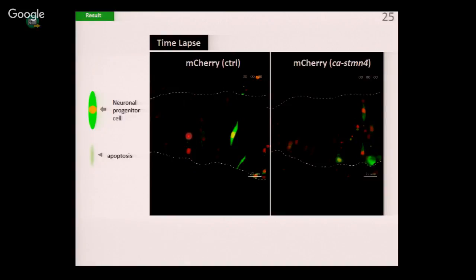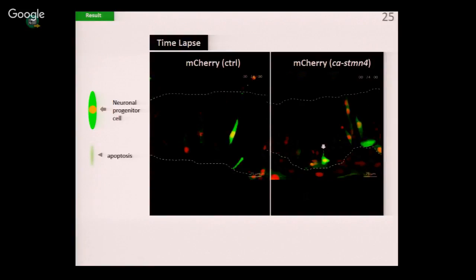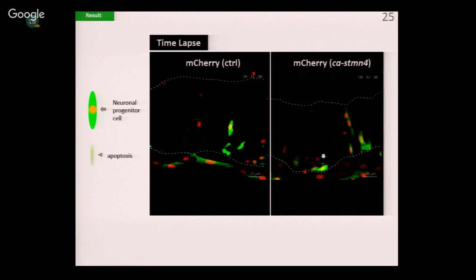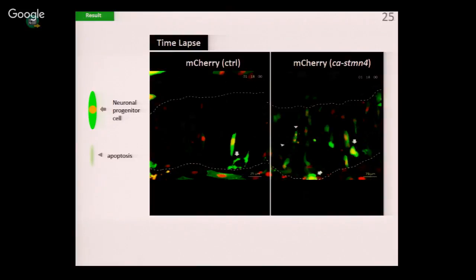Between the two white dashed lines is the midbrain. The time of these two videos is synchronized, so we can investigate the difference between the two treatments at the same time. In the video, we should notice that in the overexpressing CA-STEM4 treatment, there is more generation of neuronal progenitor cells and also apoptotic cells. Now, let's take a look at the video. As we can see, in the CA-STEM4 overexpression treatment, both precocious neurogenesis and apoptosis occurred.